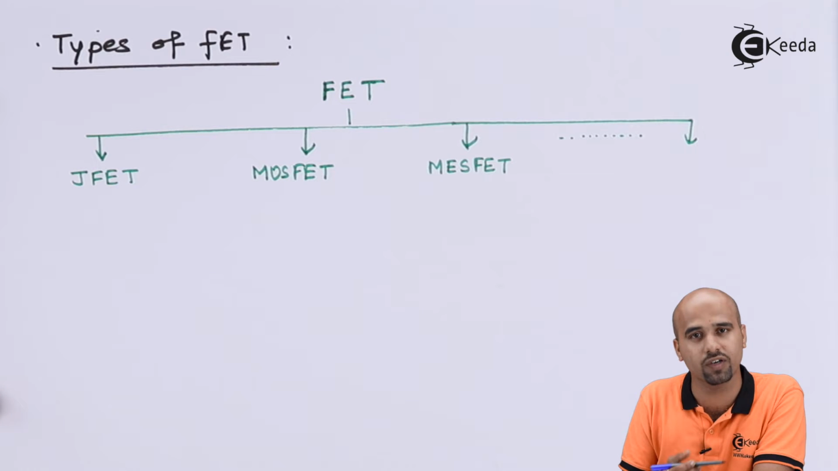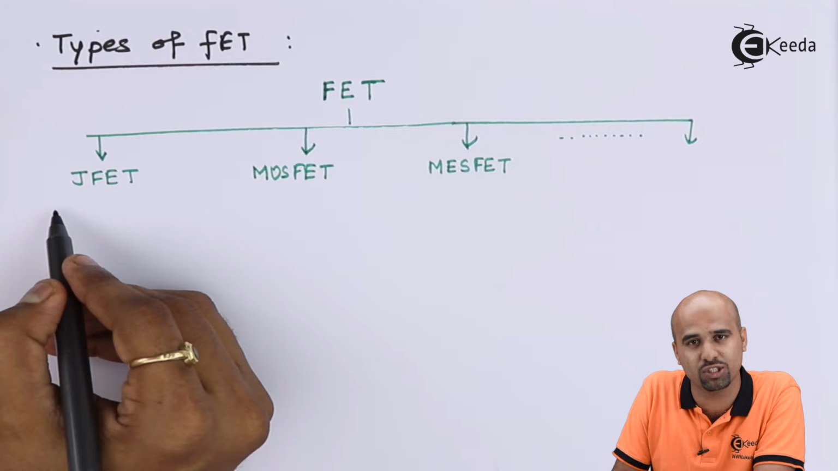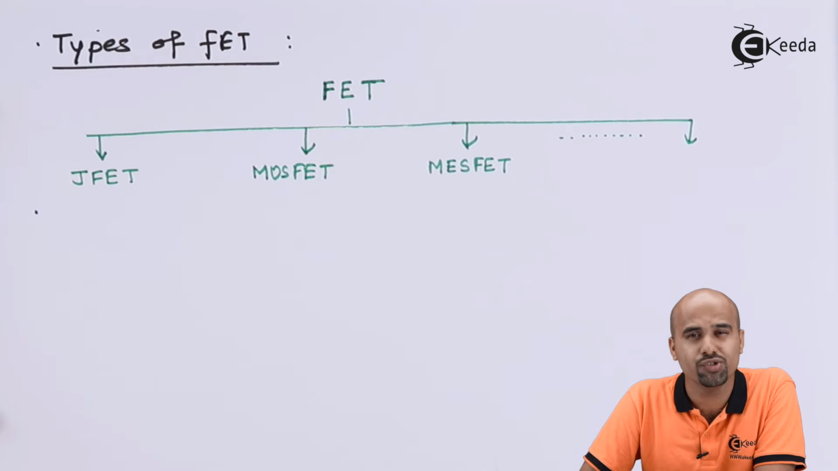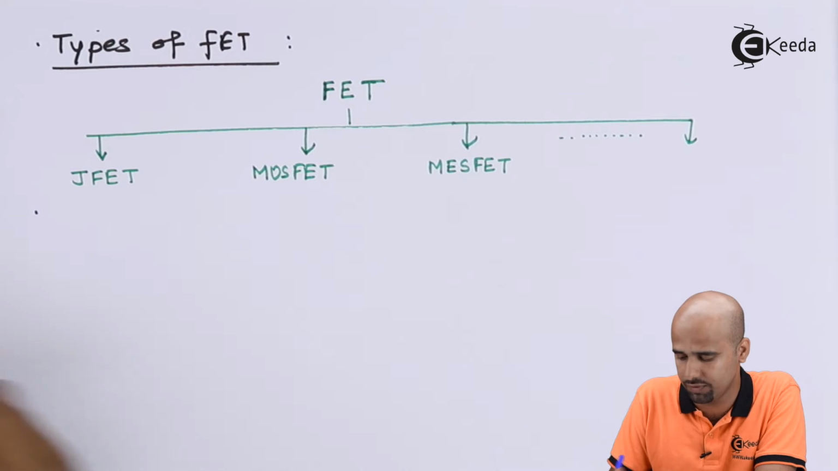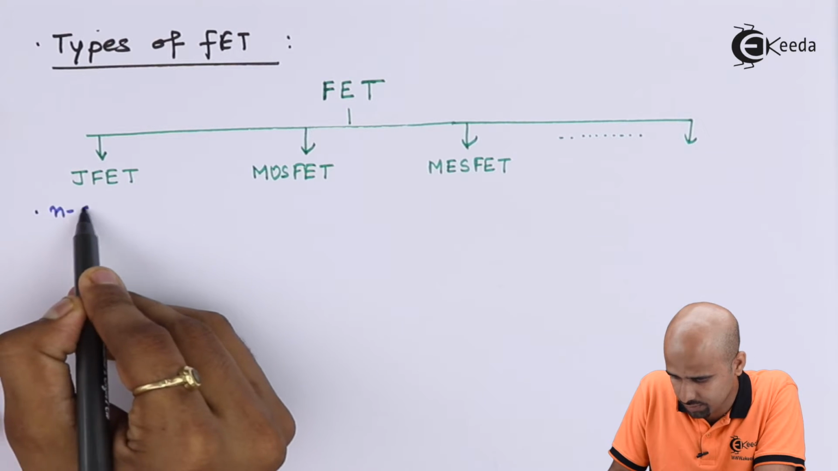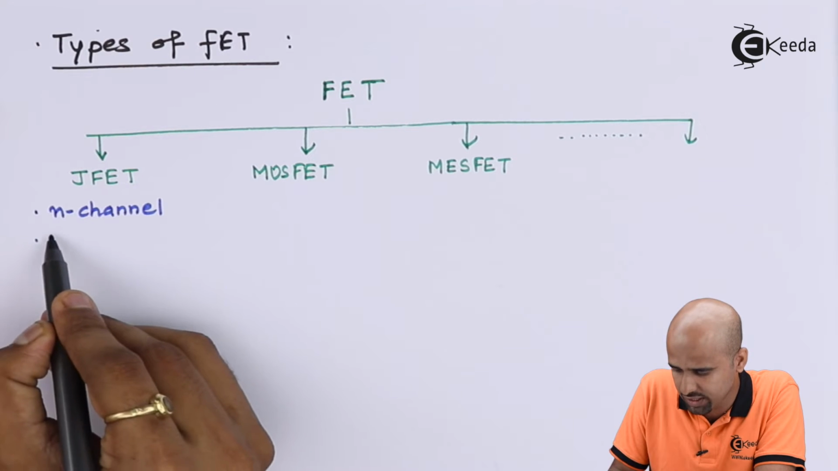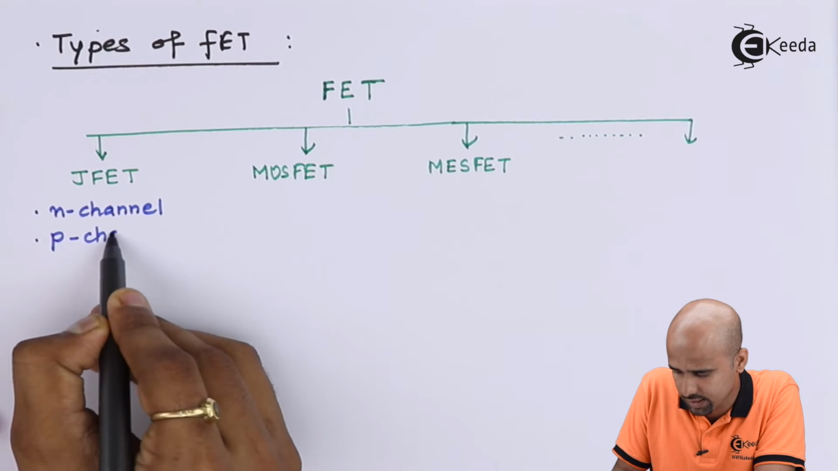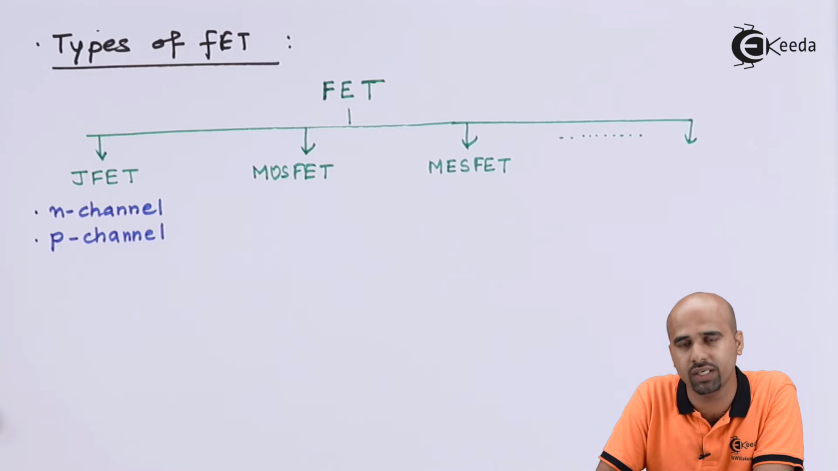This JFET is further classified into N-channel JFET or P-channel JFET, right? This is on the basis of the semiconductor that we have used. If we are using N type semiconductor as a channel, then we say N-channel JFET. If we are using P type semiconductor, then it's a P-channel JFET, right?